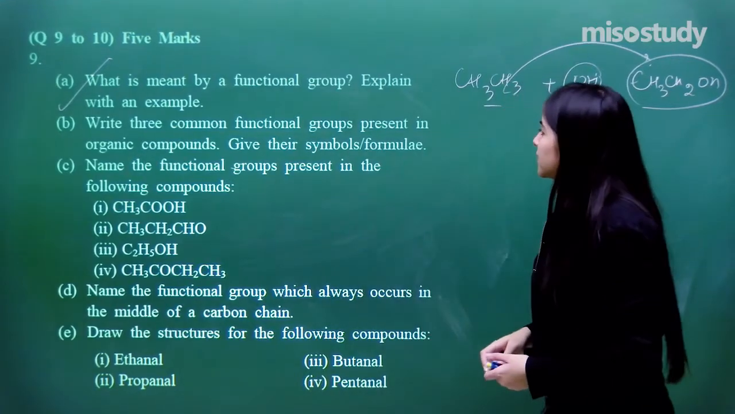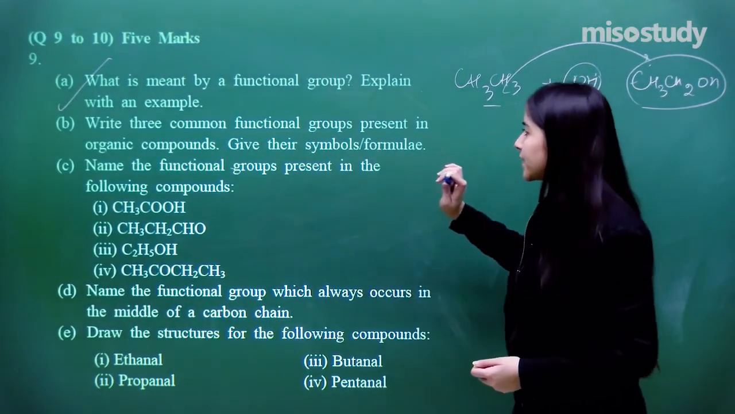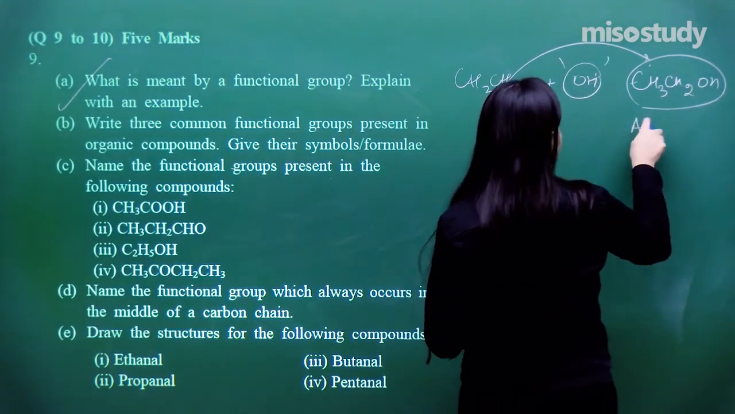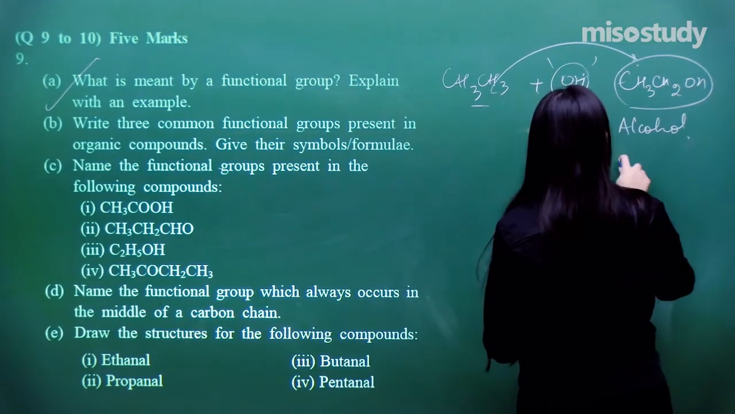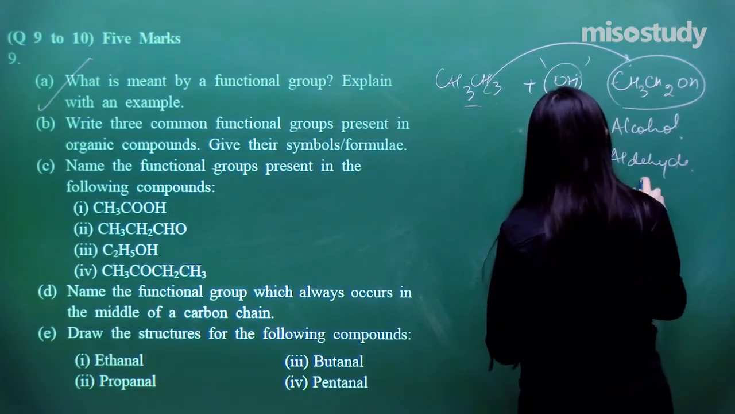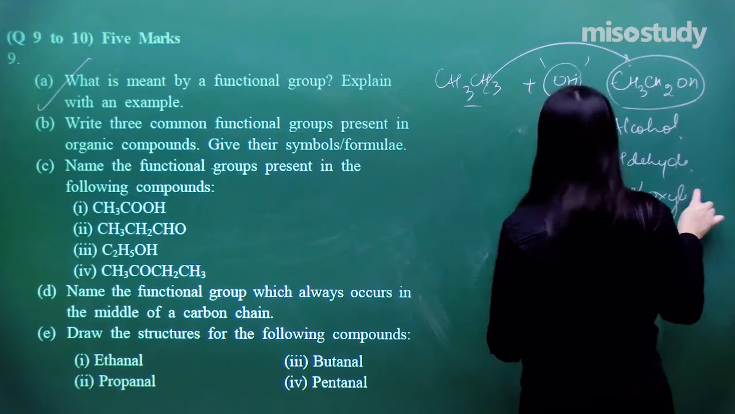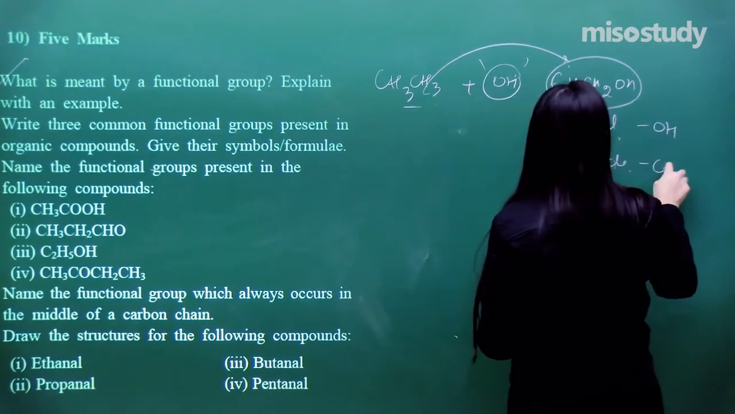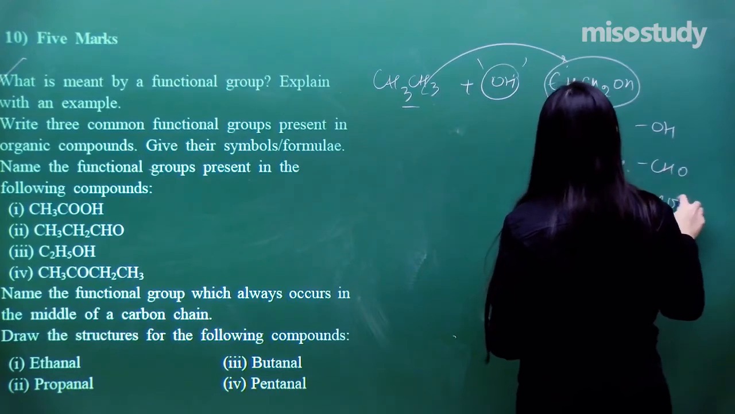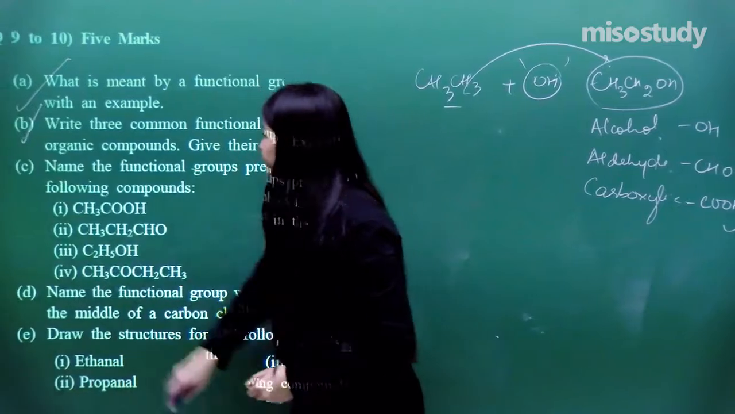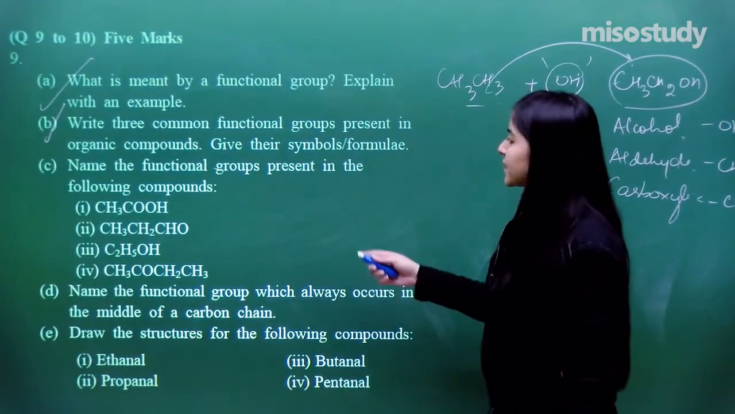Write 3 common functional groups present in organic compounds. 3 common. Number 1, alcohol. Second one, aldehyde. Third one, carboxylic acid. Done. And you need to write the formulas as well. OH, CHO for aldehyde, COOH. Got it? So B part done.